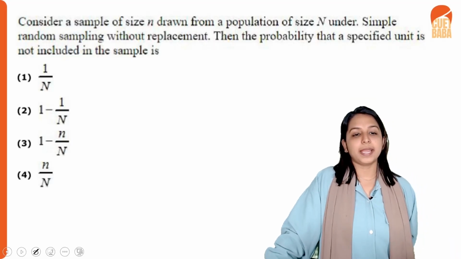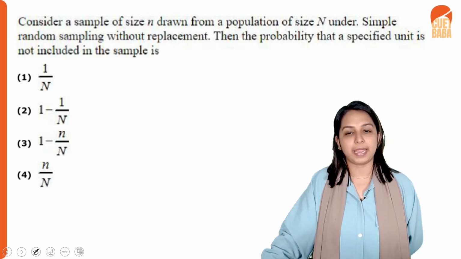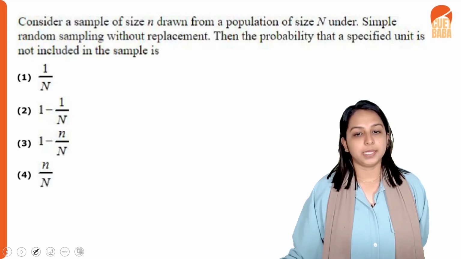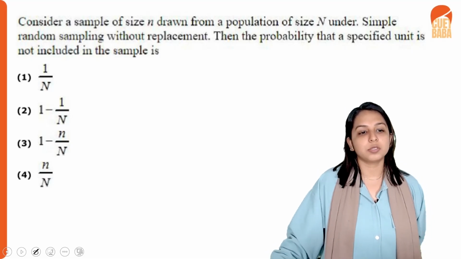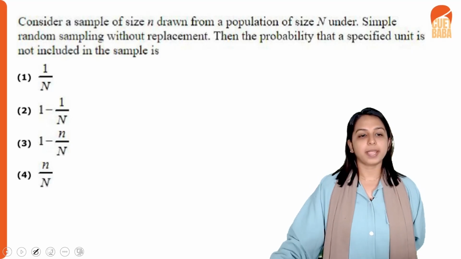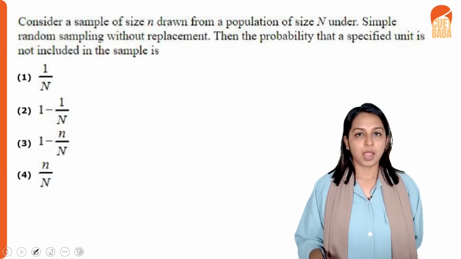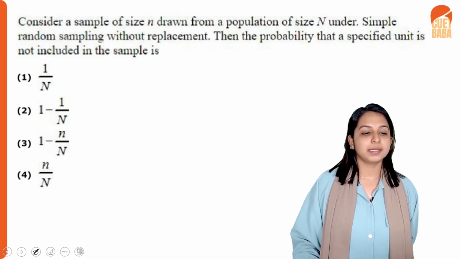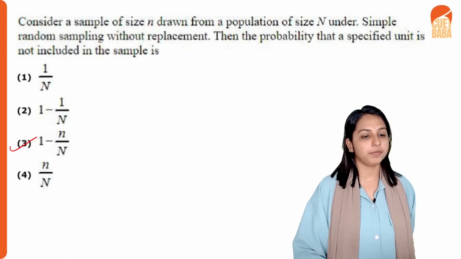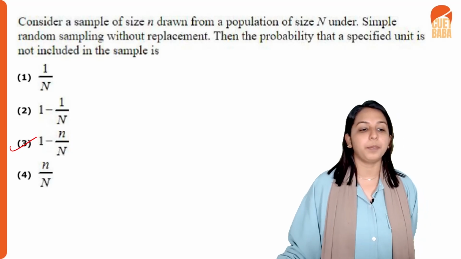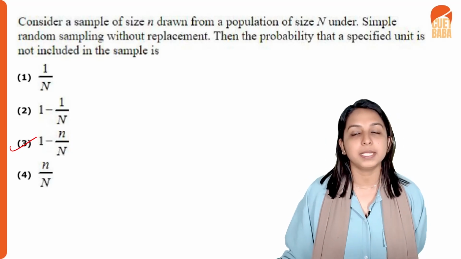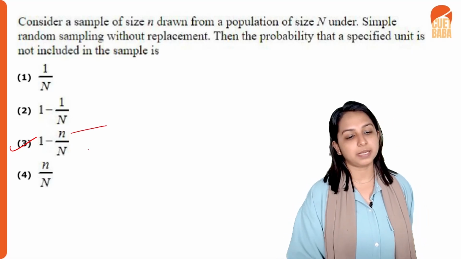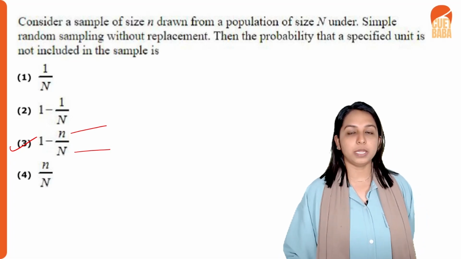Consider a sample of size n drawn from a population of size capital N under simple random sampling without replacement. Then the probability that a specified unit is not included in the sample is. So again we have a direct question. Under sampling distributions we have discussed these things clearly, and the answer will be the third option, that is 1 minus small n divided by capital N. This will be the probability that a specified unit is not included in the sample, where small n is the sample size and capital N is the population size.